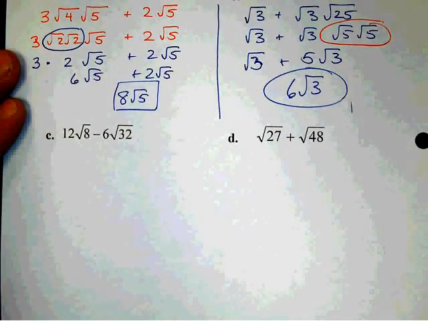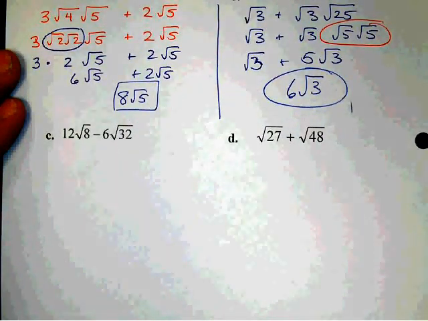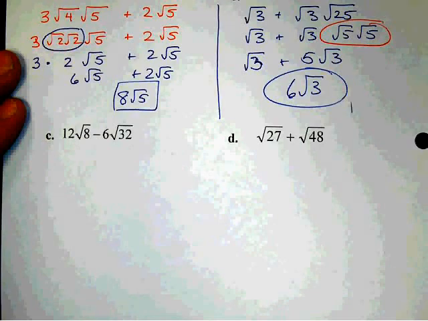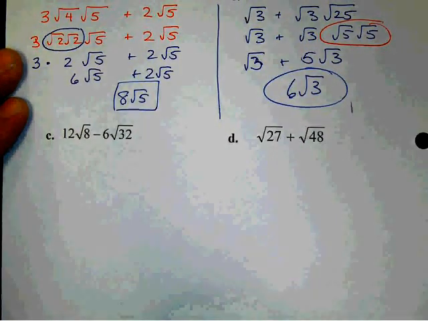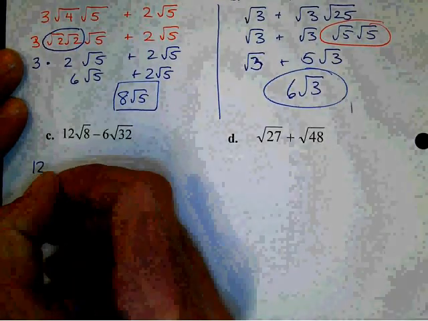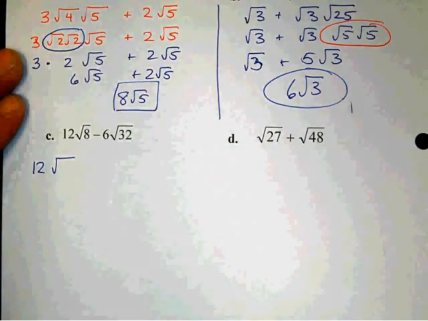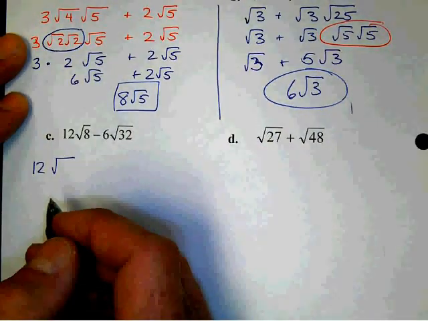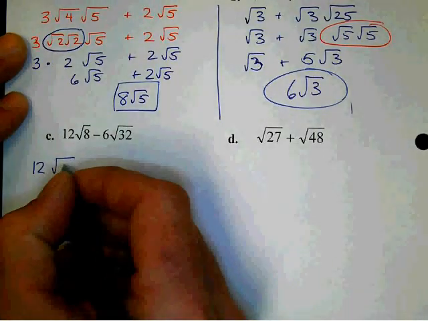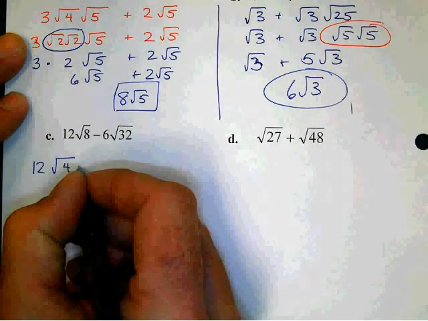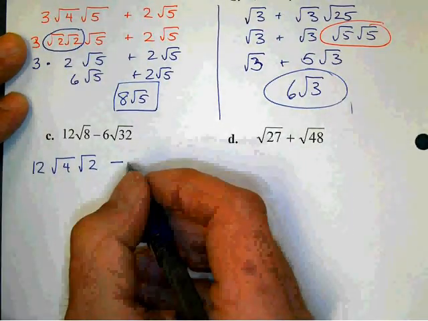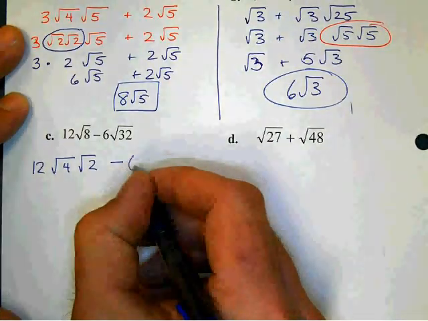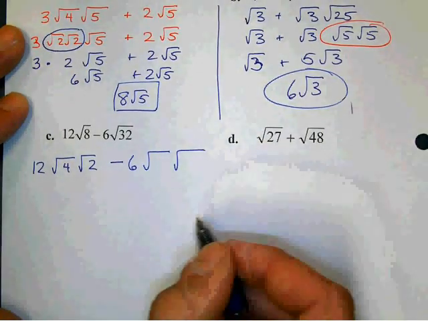What's different about C? It's the subtraction. And they're both different. All right, let's break down the 8. Someone break down the 8 for me. Go, Luke. You go down to 4, square root of 4, square root of 2. Okay, we'll come back to that. Someone else. Sam, break down the 32 for me. 4 and 8. Okay.